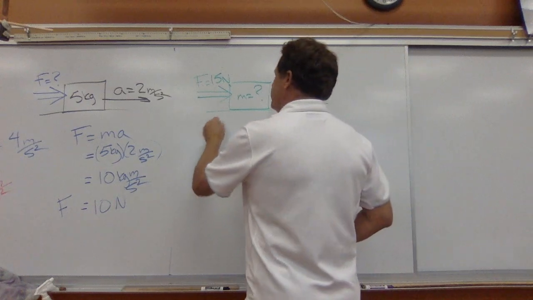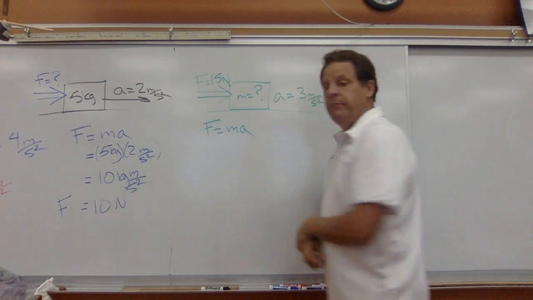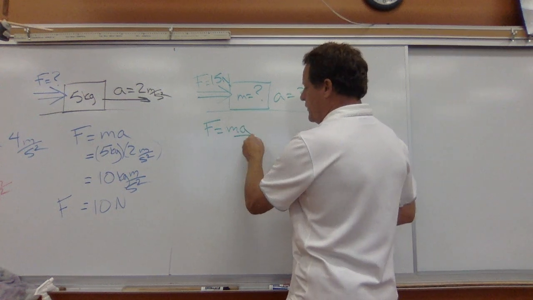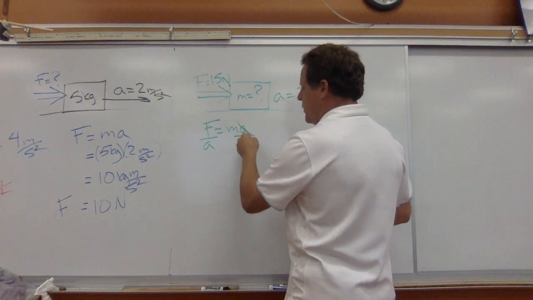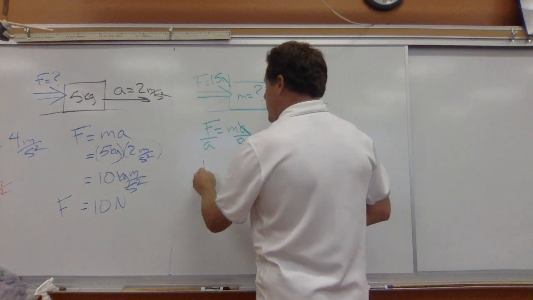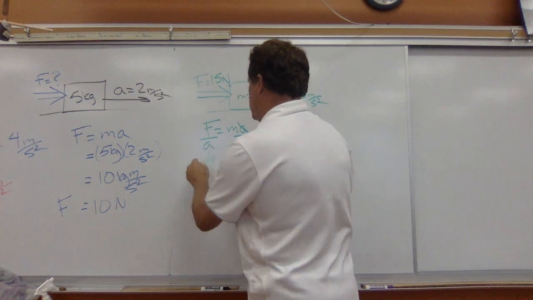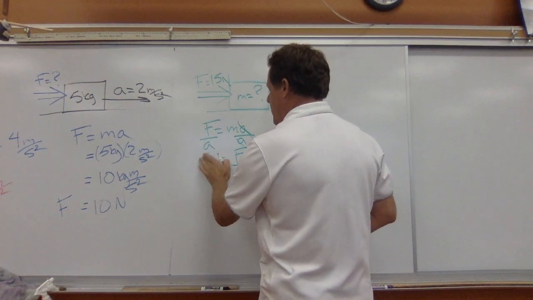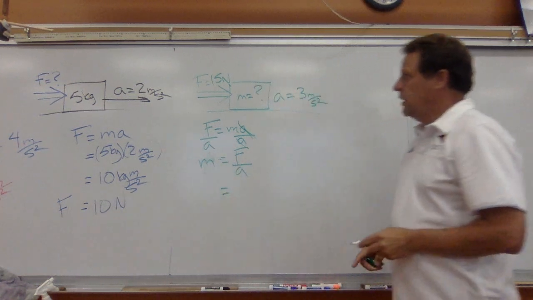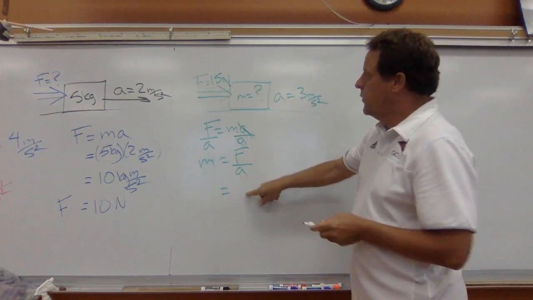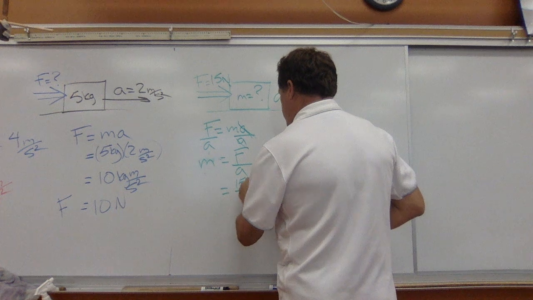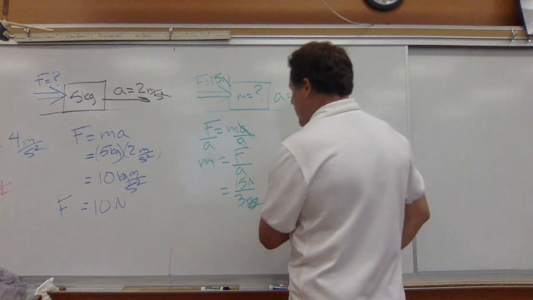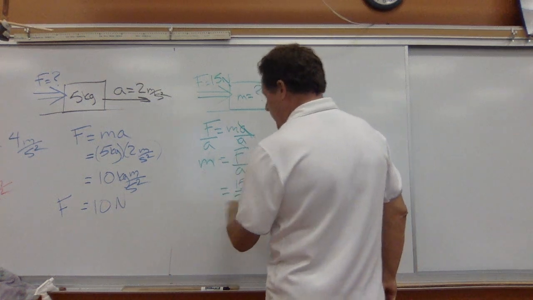Okay, so we're going to go to F equals ma, and we remember we want mass, so we're going to divide both sides by a because we want to get mass all by itself. So now we know that the mass is equal to the force divided by the acceleration, okay? And now we can plug in our numbers. So we know that our force is 15 newtons, and we know our acceleration is 3 meters per second squared, and 15 divided by 3 is going to be 5.